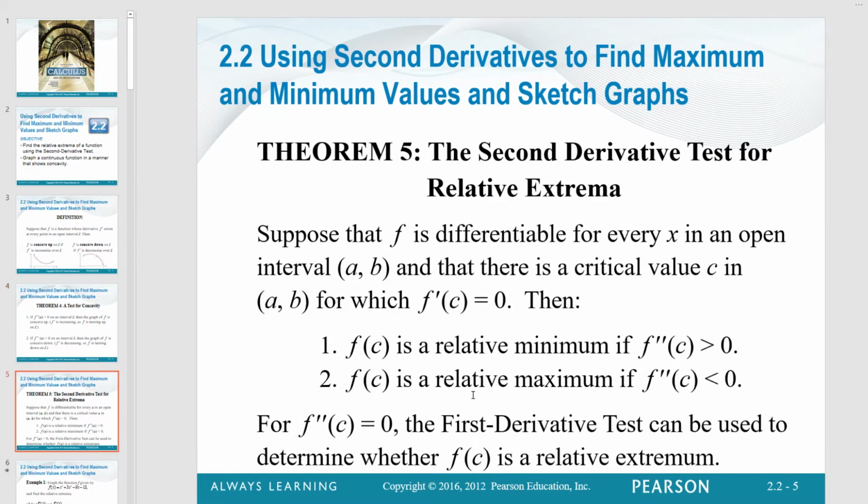Okay, let's keep going. And finally, this is the definition, the second derivative test. This is the theorem, but also this defines the second derivative test. It basically summarizes, it uses the theorem of a test for concavity. Basically, we have some function f that's differentiable for every x in the interval, call it AB, and there is a critical value, c, inside AB, for which f prime of c is 0.